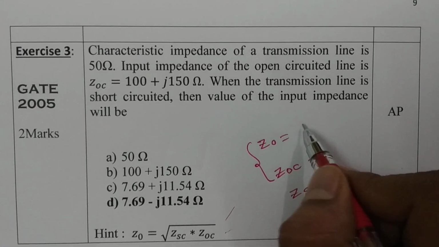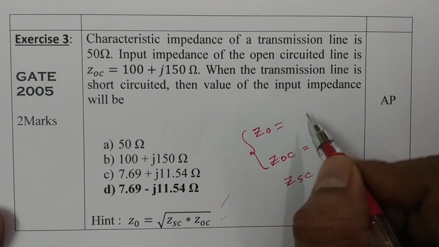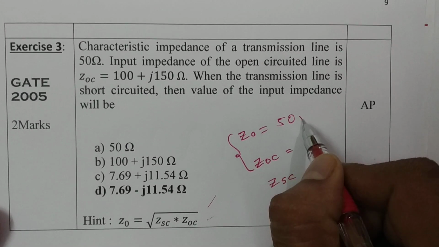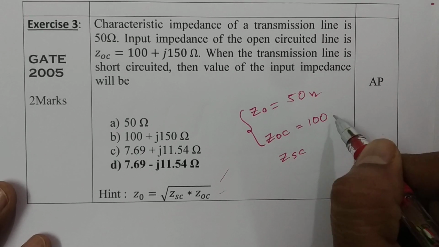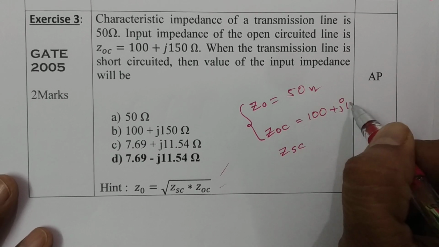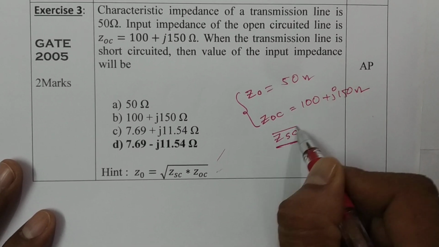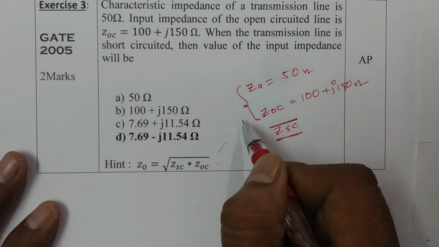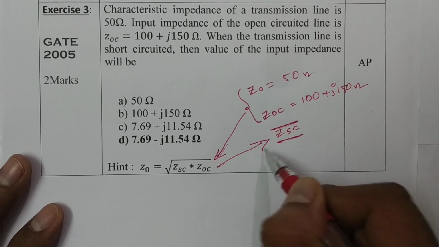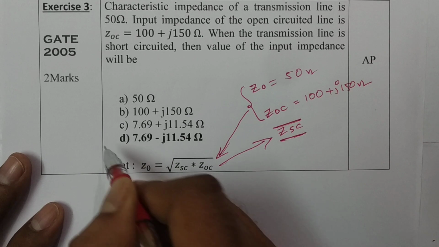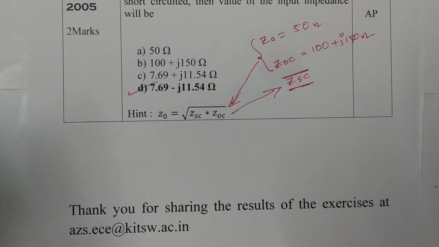Exercise 3, previous GATE problem. Here the characteristic impedance is given as 50 ohms. Input impedance of open circuited line is given as 100 plus j150 ohms. We are supposed to determine the input impedance of short circuited line. Substituting in this formula, we get the input impedance of short circuited line, that is option D is the right answer.